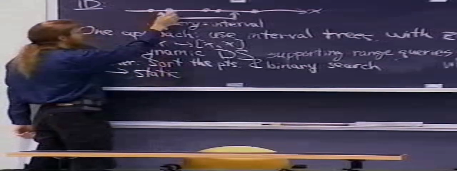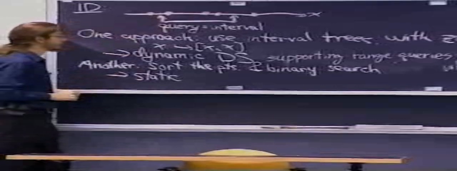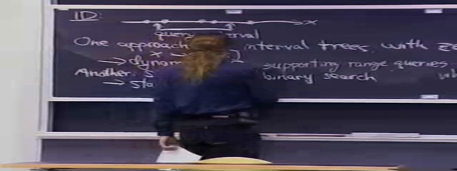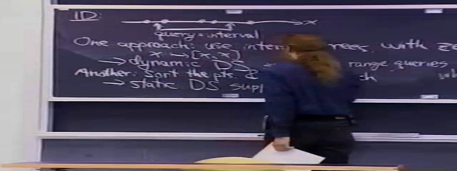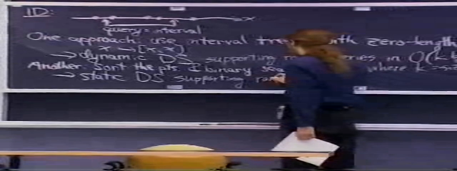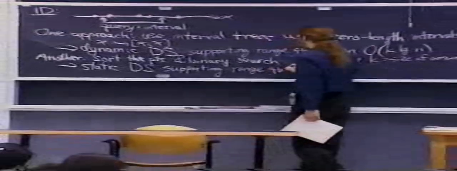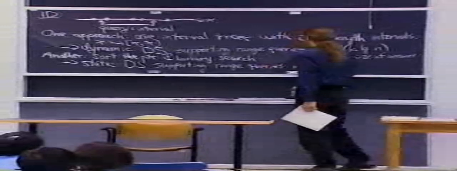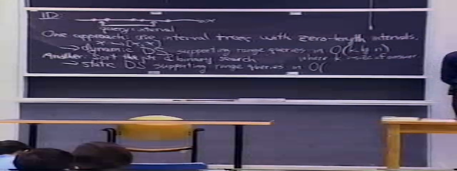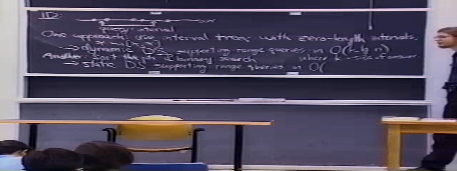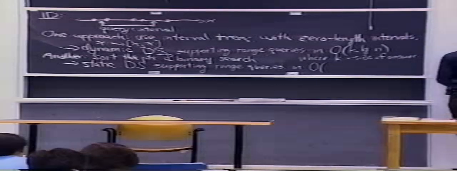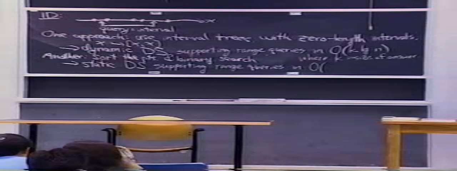Because if we want to insert and delete points, it gets a little trickier. It's hard to insert in the middle of a sorted list. But it runs faster, and it's really simple. What's the running time of this algorithm for range searching? This is a little tricky, perhaps, because there are multiple issues going on.